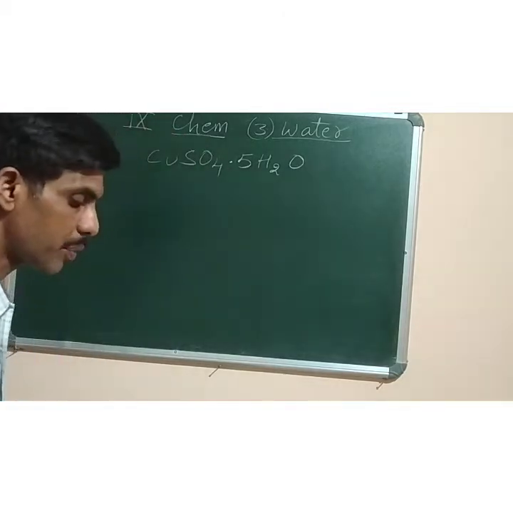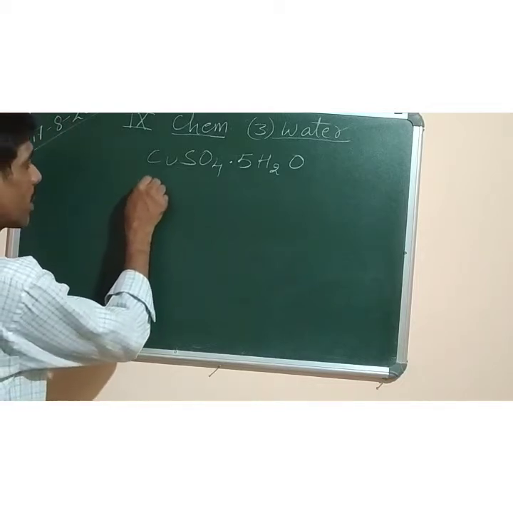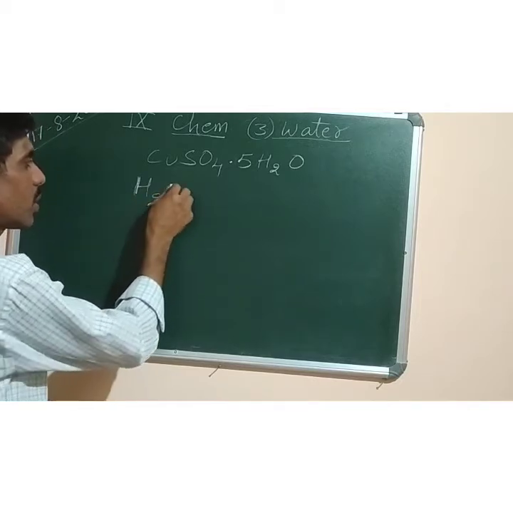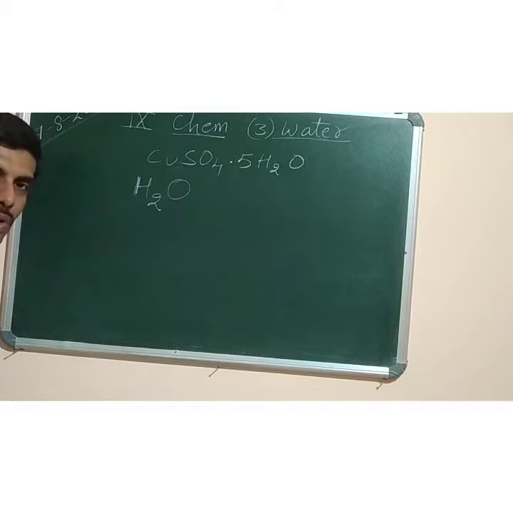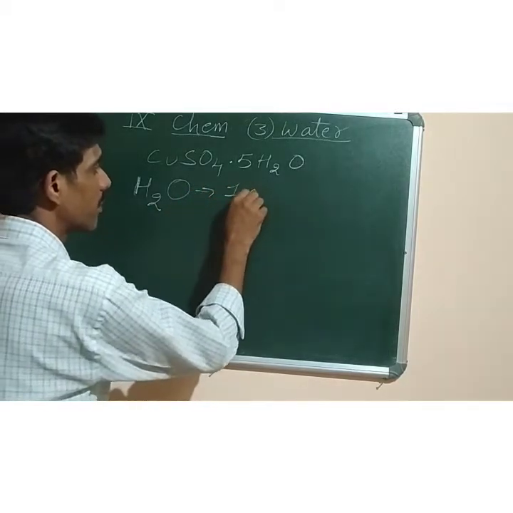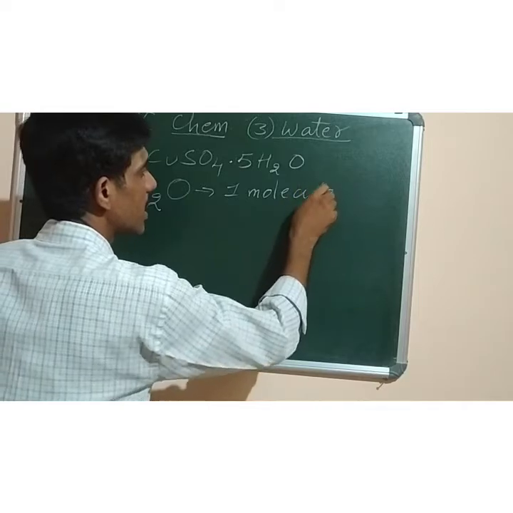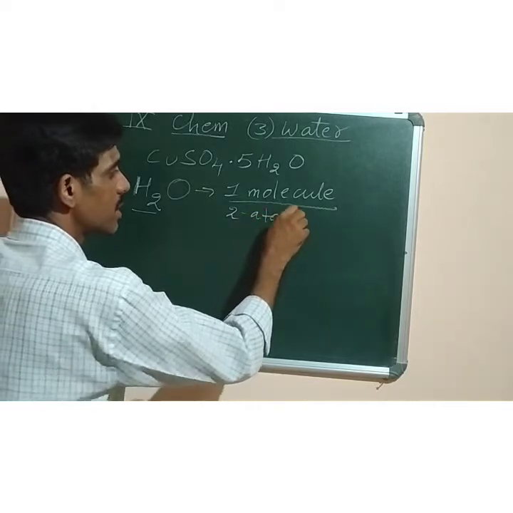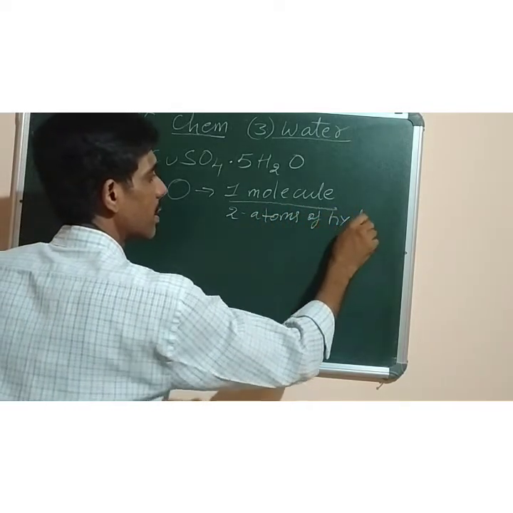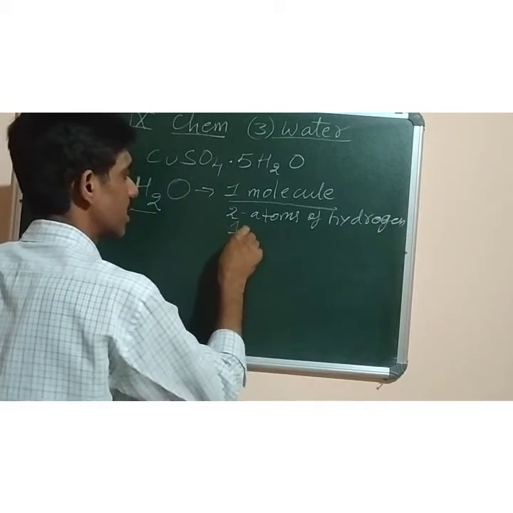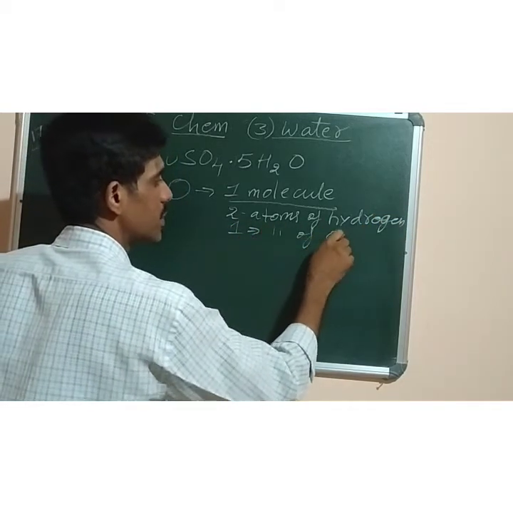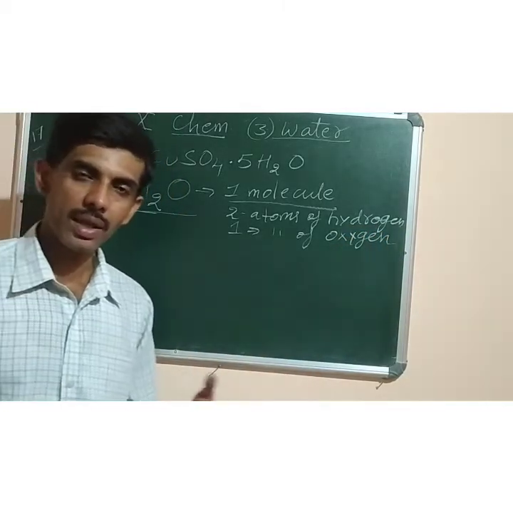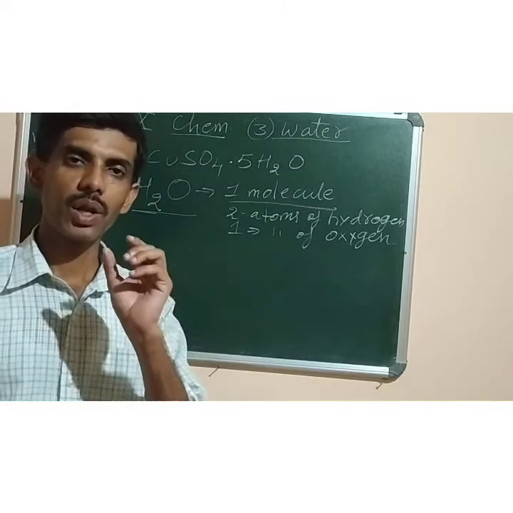So next we have to study composition of water. You know that water is made up of hydrogen and oxygen. 1 molecule of water contains 2 hydrogen atoms, that is H2, and O, that is 1 atom of oxygen. So this is 1 molecule of water. So 1 molecule of water contains 2 atoms of hydrogen and 1 atom of oxygen.